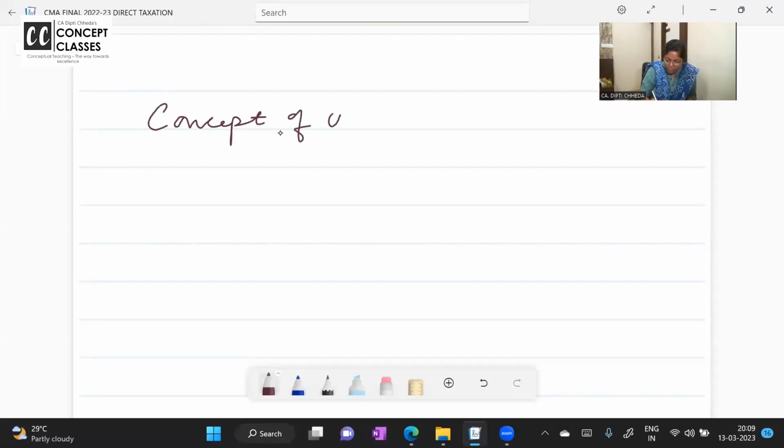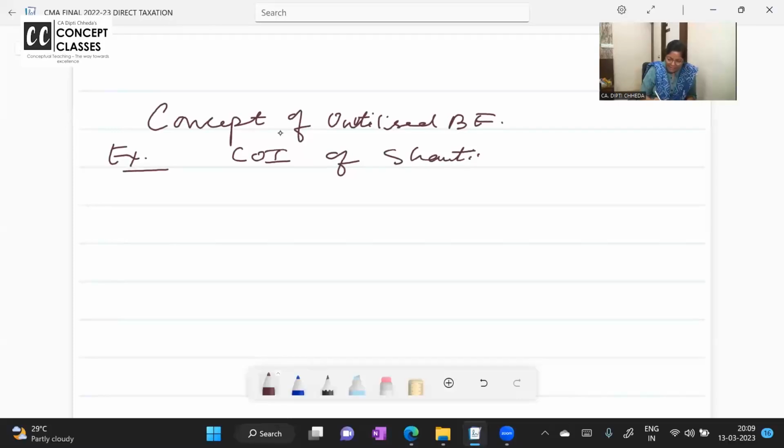Concept of unutilized basic exemption. In what cases it is used? Let us take the example of computation of income of Shanti. Her normal income, like let us take income from other sources, is 2,20,000, and short-term capital gain on shares.